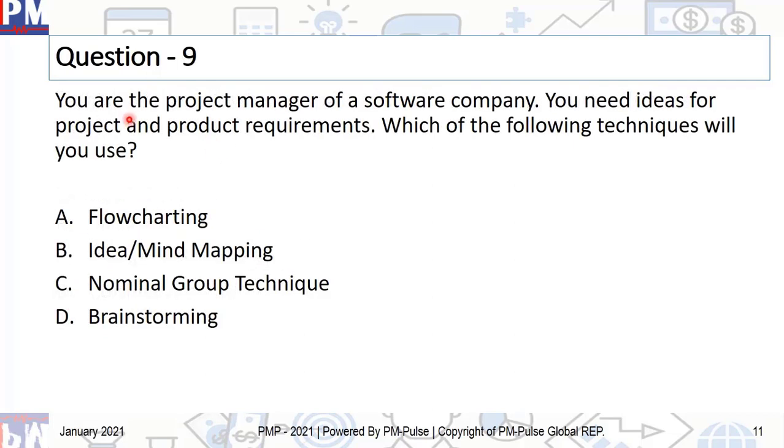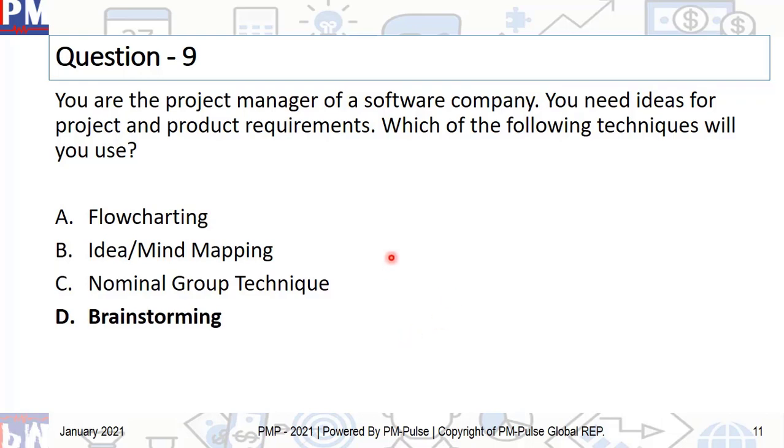Let's move on to question number 9. You are the project manager of a software company. You need ideas for project and product requirements. Which of the following techniques will you use? A. Flow charting. B. Idea mind mapping. C. Nominal group technique. And D. Brainstorming. And I think this is an easy answer, and the correct answer is brainstorming.